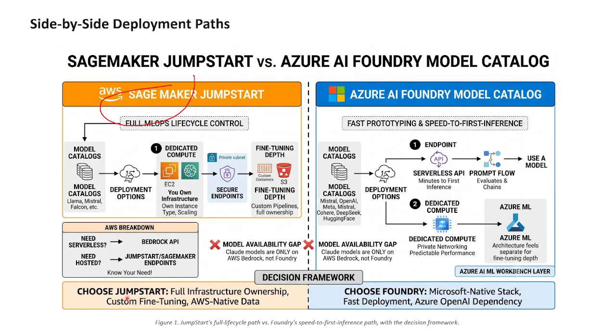If you go to JumpStart on AWS SageMaker, you get full infrastructure ownership, custom fine tuning, and AWS native. Okay, choose Foundry if you go with the Microsoft native stack, fast deployment, with an Azure OpenAI dependency.